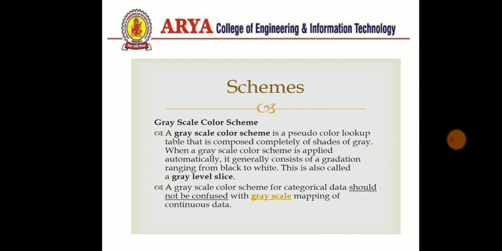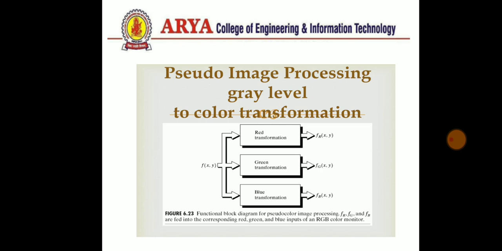So it is all about black and white. Only 2 color attributes are present here. That's why this color scheme is known as the grayscale level scheme. Now, this is pseudo color processing, gray level to color transformation: how an input image, which is a gray level image, is converted into a color image. This type of transformation is performed under the guidance of the pseudo coloring concept.